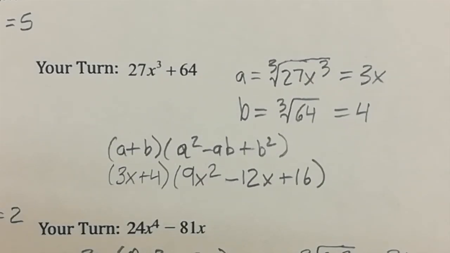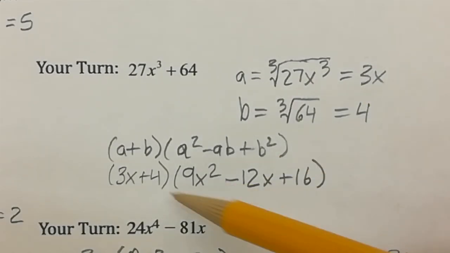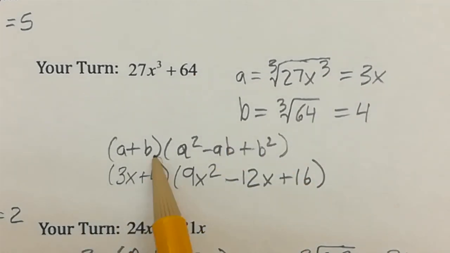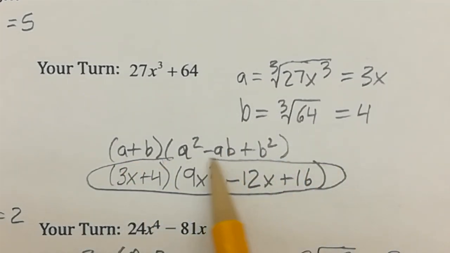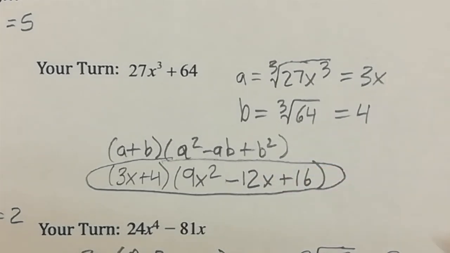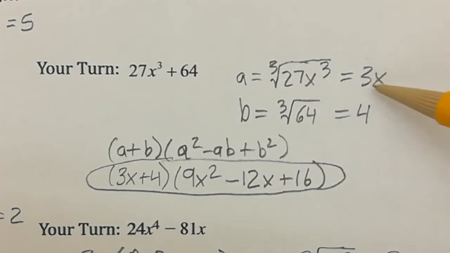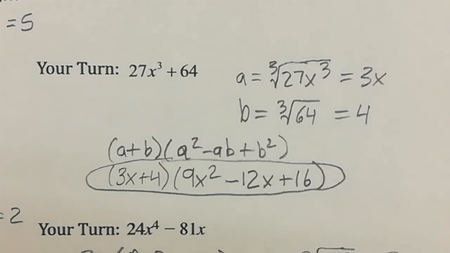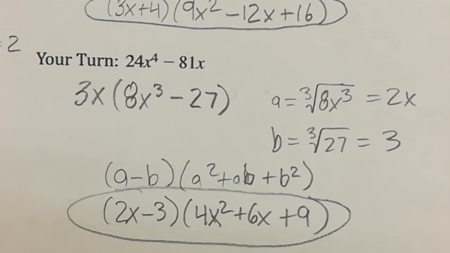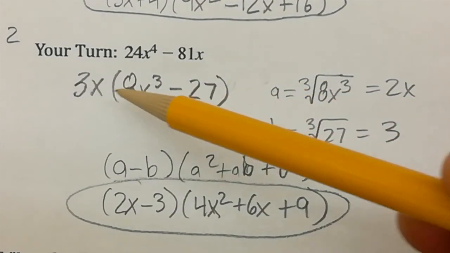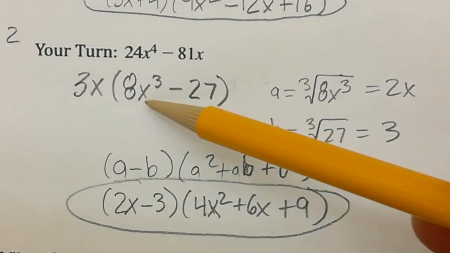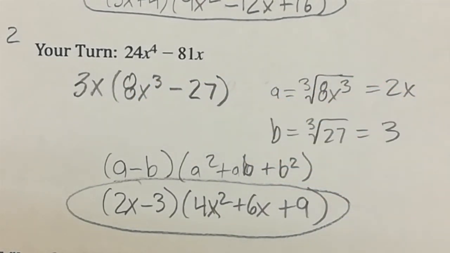And we're back. The your turn answer I got was 3x plus 4 times 9x squared minus 12x plus 16. Yeah, so a was 3x, b was 4. Plug them in. Okay, don't forget on this here, you're squaring this whole thing. 3x times 3x is 9x squared. All right, and then down here, you did have to factor out a 3x first. And so I ended up with this.